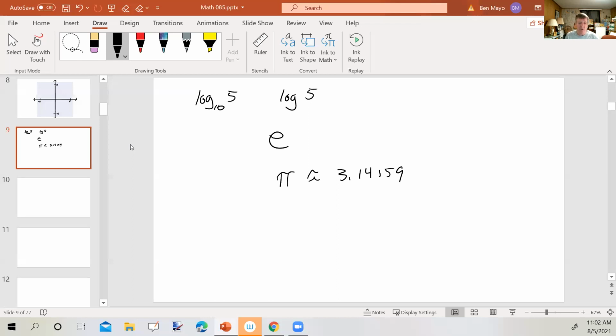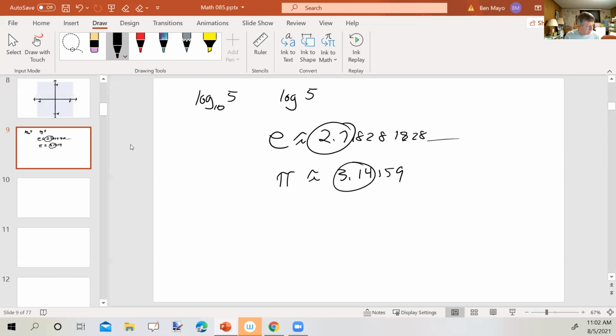E is used where we have continuous growth or decay of something, or in the case of compound interest, where it's compounded continuously. E is approximately 2.71828. In fact, it goes on to be 1828. So it looks like it's going to repeat, but after that, it doesn't. So let's just say that pi is a little bit more than 3, and e is a bit less than 3. Okay, so e is approximately 2.7.